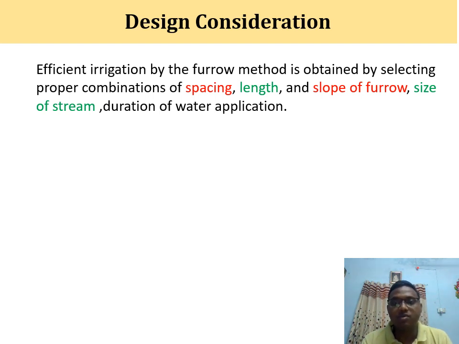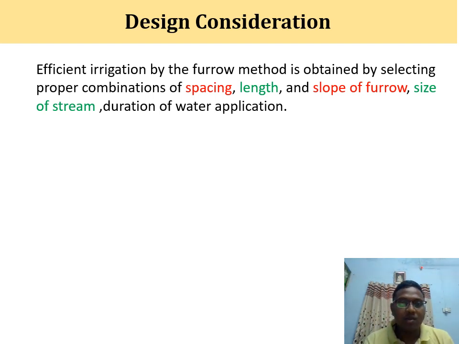What will be the total length of the furrow? This length mostly depends upon the size of the field. Then the slope of the furrow will decide the velocity of the flowing water, and the size of the stream depends upon the width of the furrow. Then duration of water application. So we'll see them one by one.